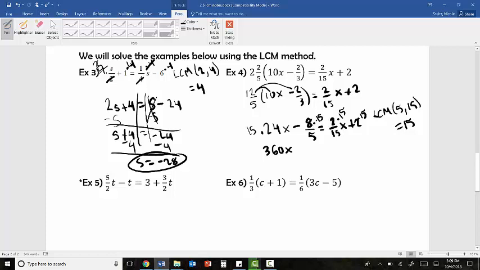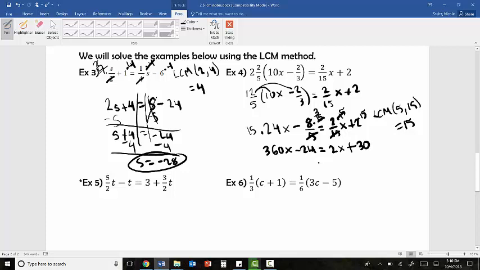I'm not going to do 8 times 15 because I'm going to cross reduce as my first step. So now I'm actually doing 8 times 3, and that's 24. I'm again going to cross reduce the 15s. I'm left with 2x. 2 times 15 is 30. It's going to be a lot easier to solve.